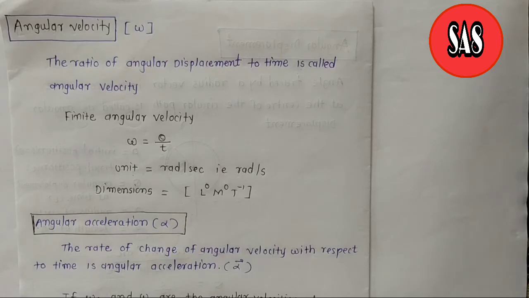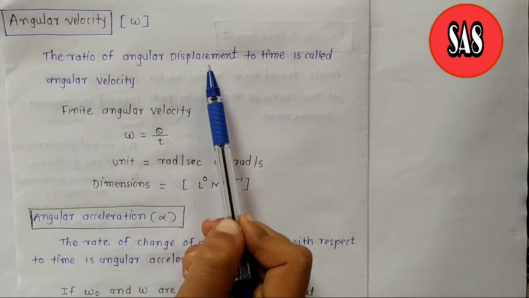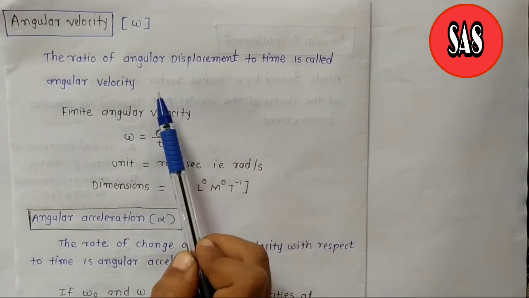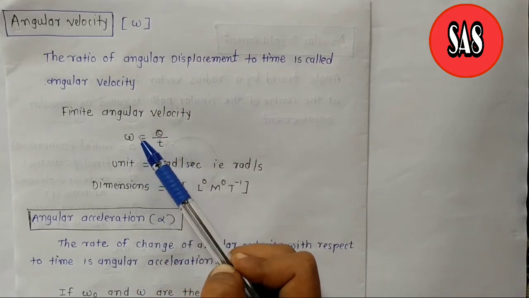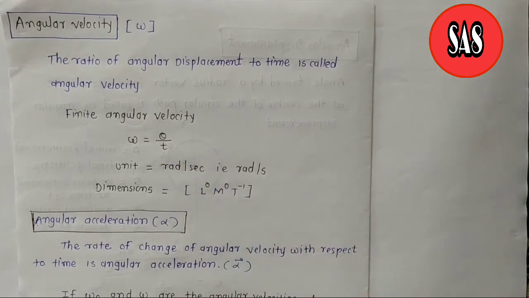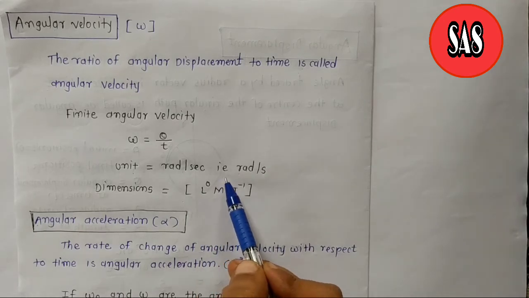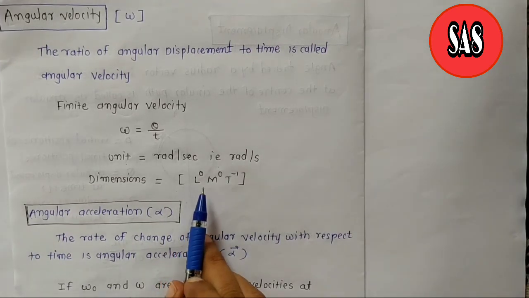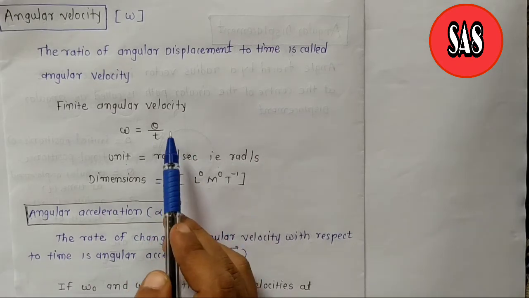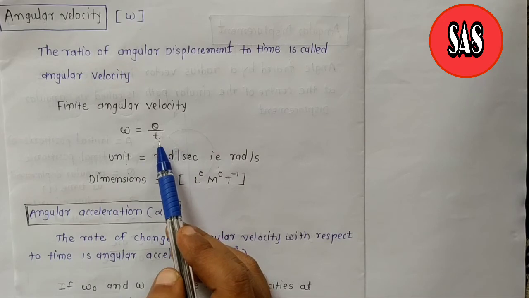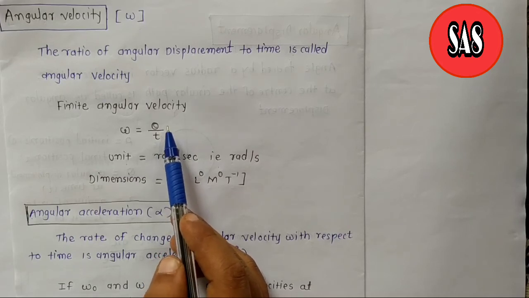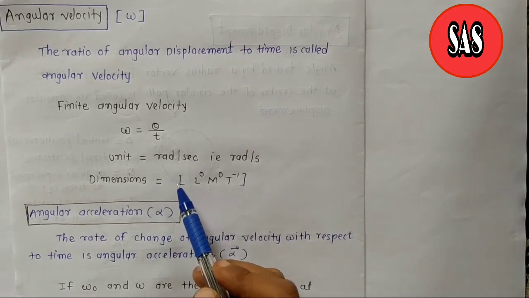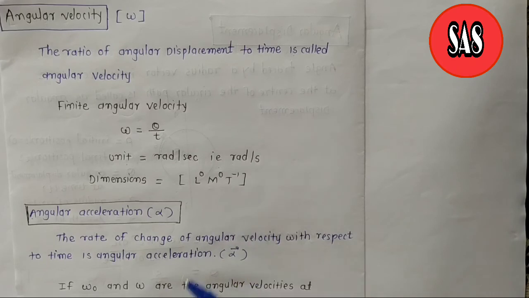Angular velocity, denoted by omega. The ratio of angular displacement to time is called the angular velocity, and the finite angular velocity omega is equal to theta upon t. The unit of angular velocity is radian per second. Dimensions: there is no length term or mass term, only a time term, and it is in the denominator. When we put this denominator term in the numerator, its power becomes negative, so it's T raised to minus 1. So the dimension of angular velocity is L0, M0, T raised to minus 1.